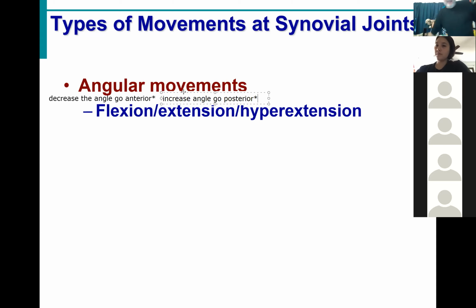Right? So what is hyper? Let's think of it this way. If I flex everything and I curl up into the fetal position, what happens if I extend everything? You're standing, not just standing, but standing in anatomical position. When you're in anatomical position, everything is in extension.